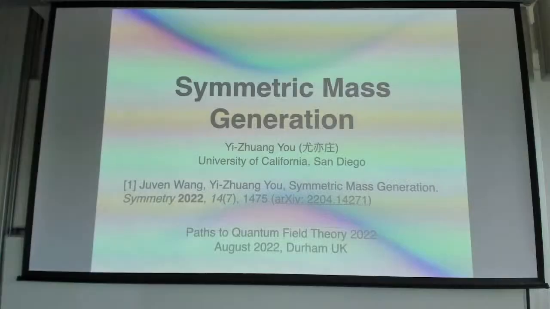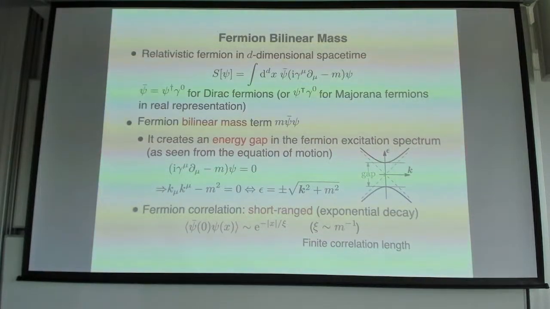So we'll be talking about mechanisms to give fermion a mass. Let me first review what is our conventional understanding of fermion mass. Maybe the simplest or most familiar model that we know about fermion mass is the fermion bilinear mass.